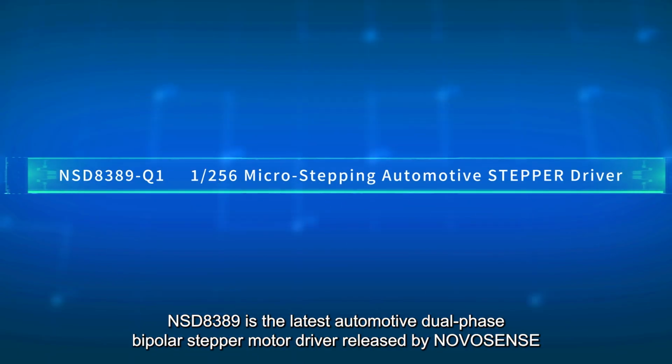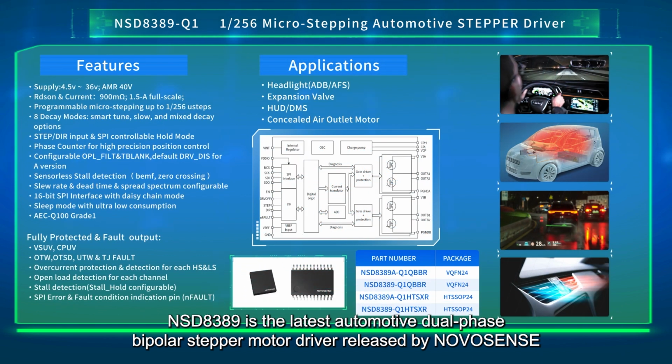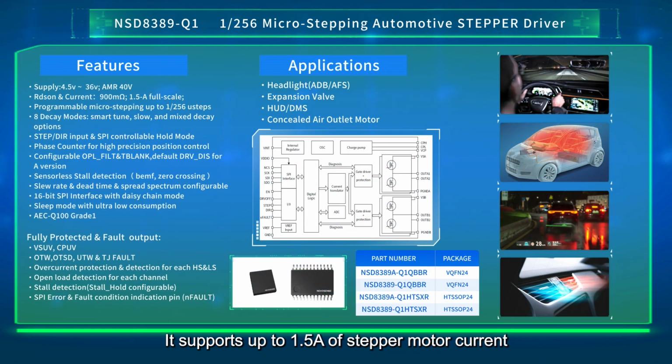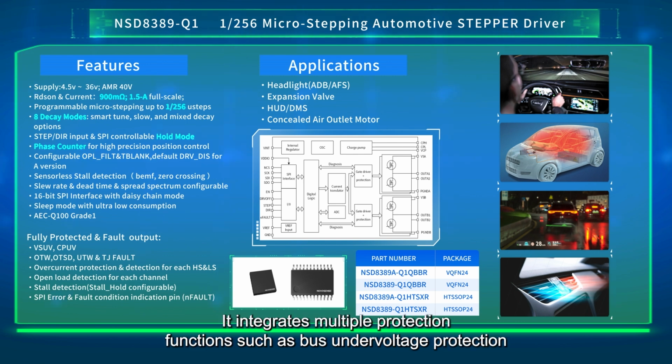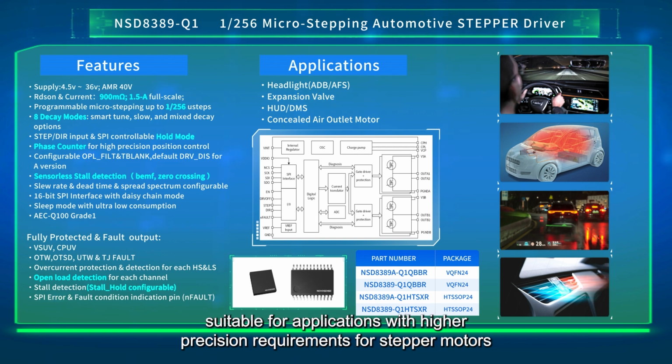NSD8389 is the latest automotive dual-phase bipolar stepper motor driver released by NOVOSENSE. It supports up to 1.5 amperes of stepper motor currents, 256 microsteps for motor control, and 8 decay modes. It integrates multiple protection functions such as bus undervoltage protection, overcurrent protection, over-temperature protection, and open-load diagnosis. It also supports stall detection function, suitable for applications with higher precision requirements for stepper motors.